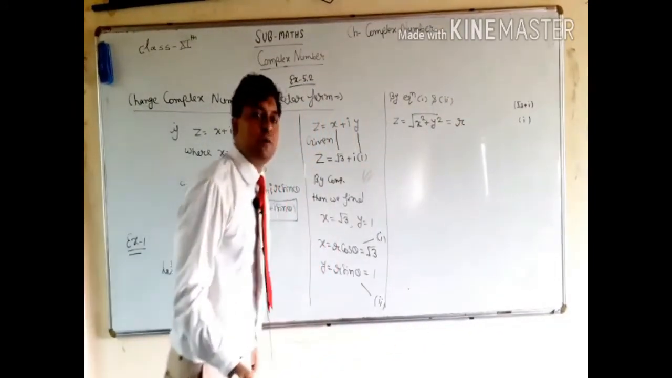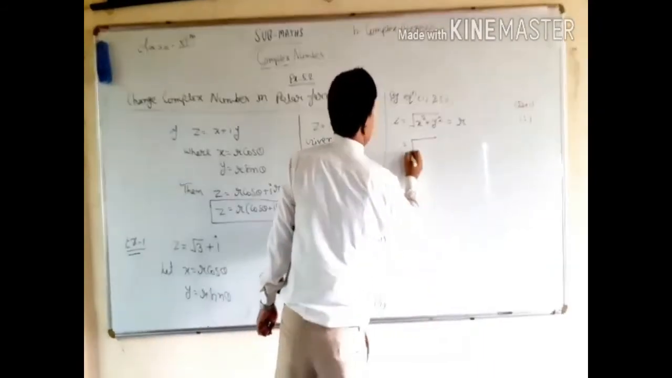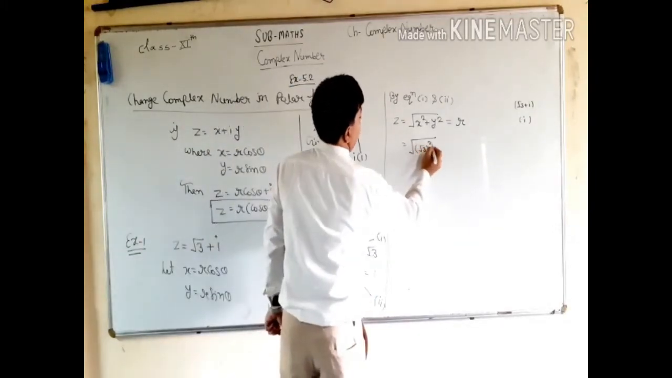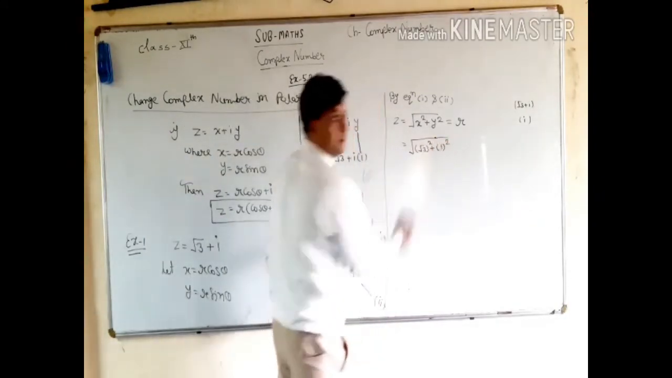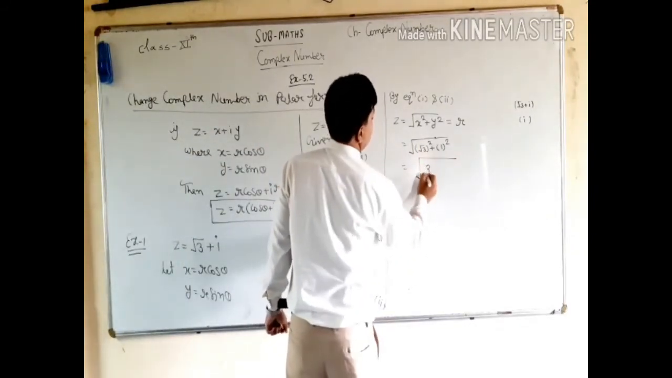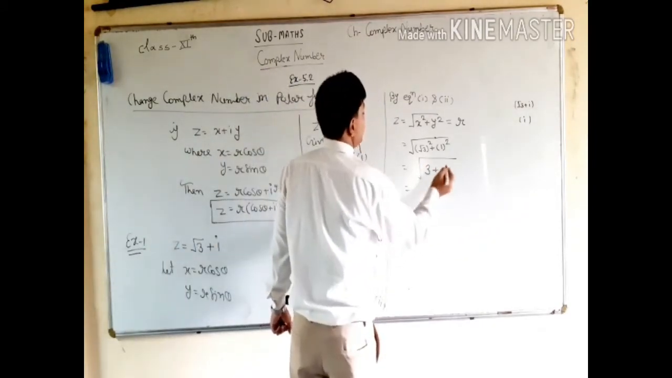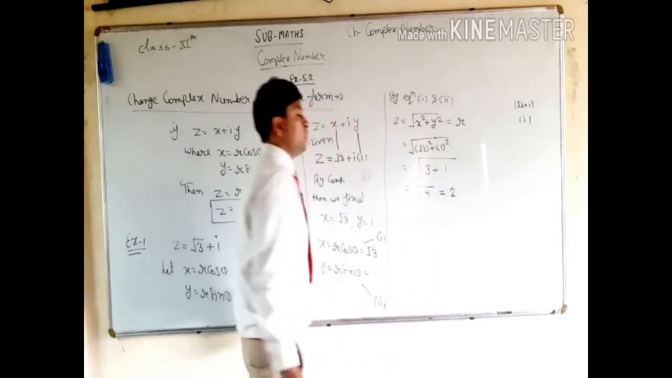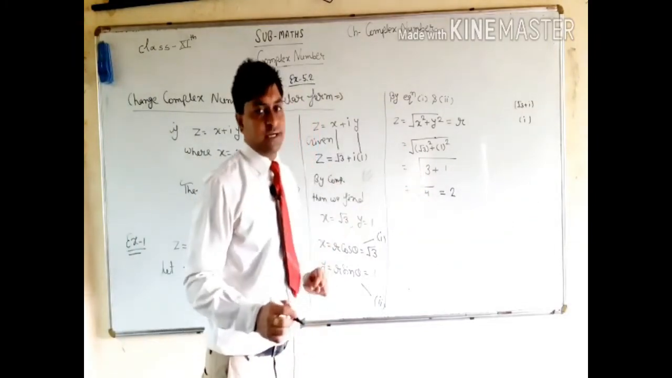R is the distance from origin to the point. Then the value of x is root 3 and the value of y is 1. Then the square of root 3 is 3 and the square of 1 is 1. Then 3 plus 1 is 4 and the root of this is 2. This is always positive because distance is always positive.